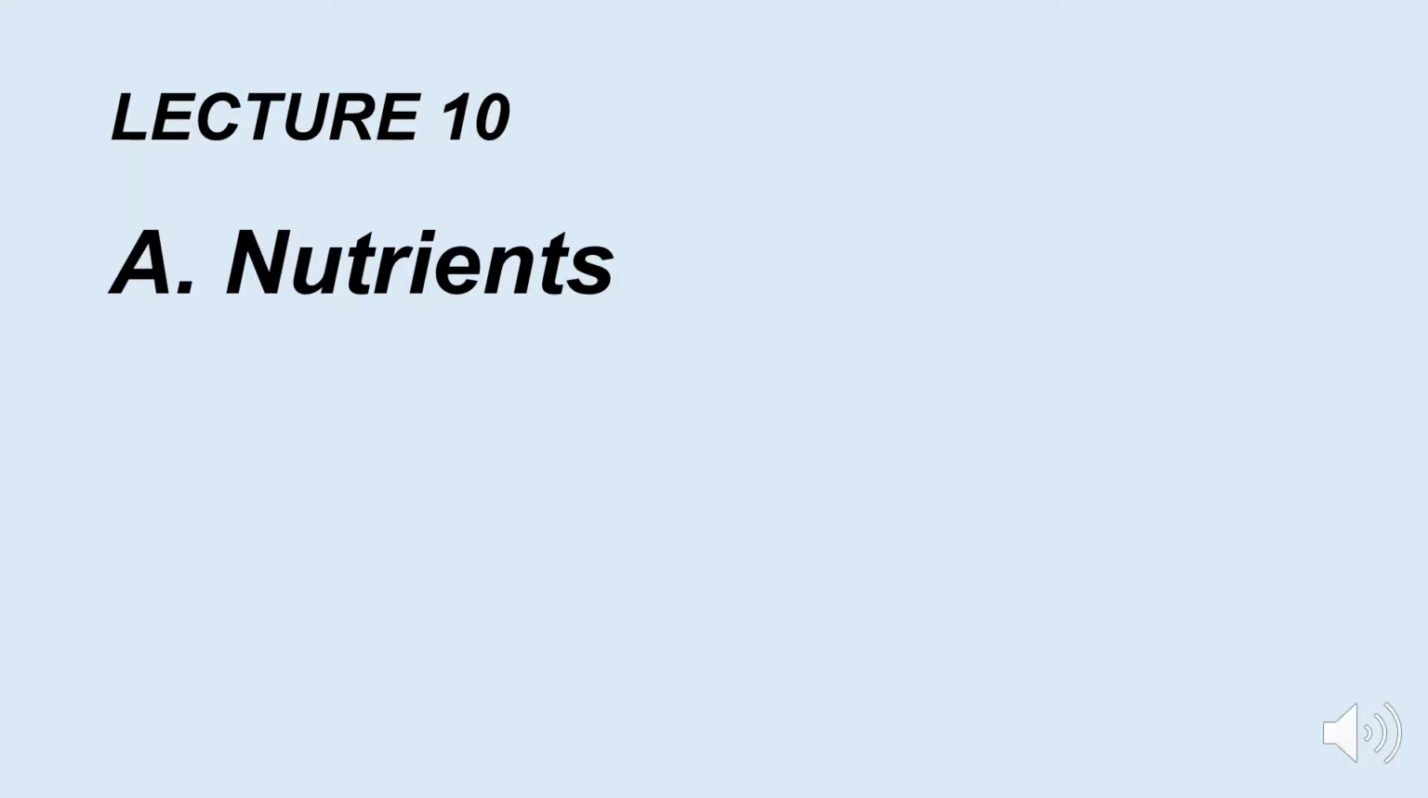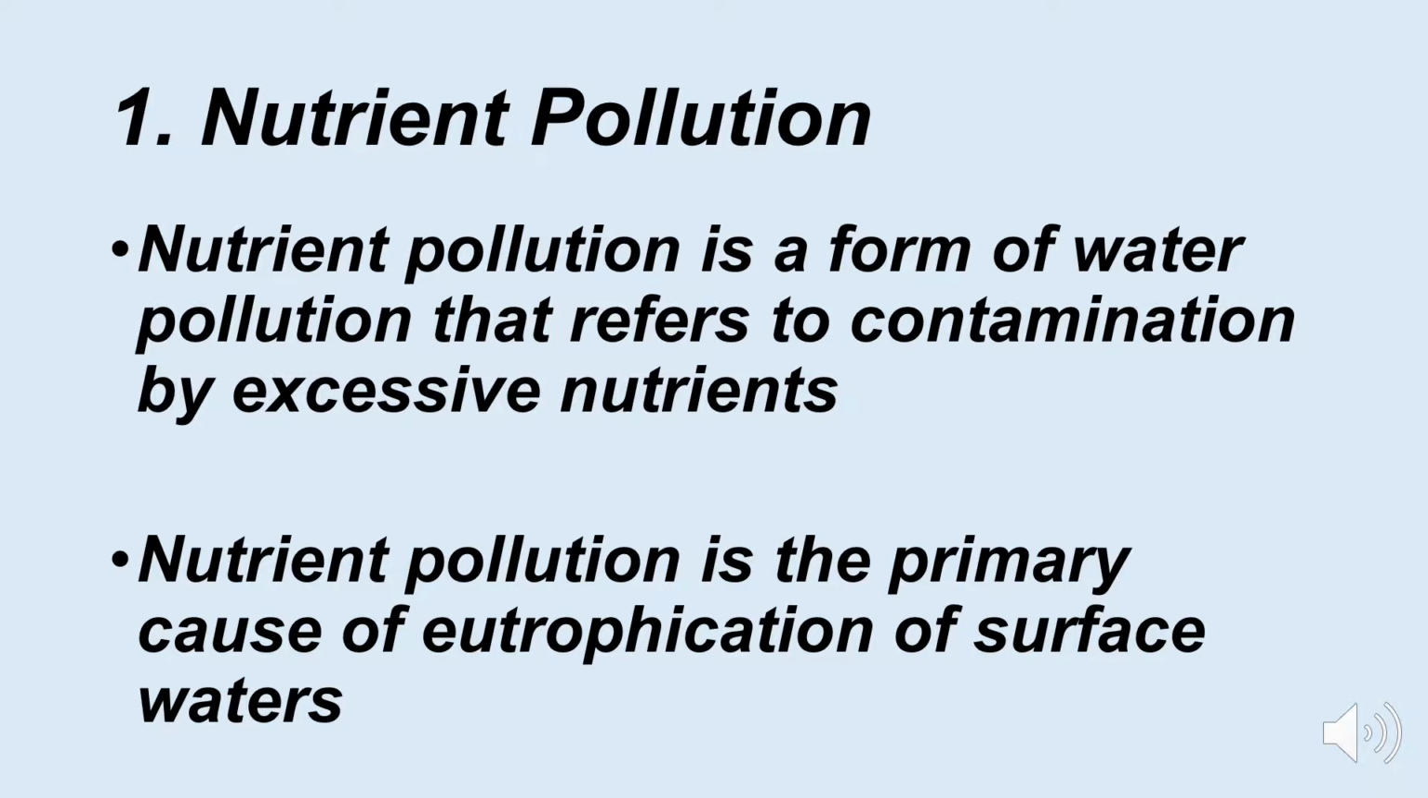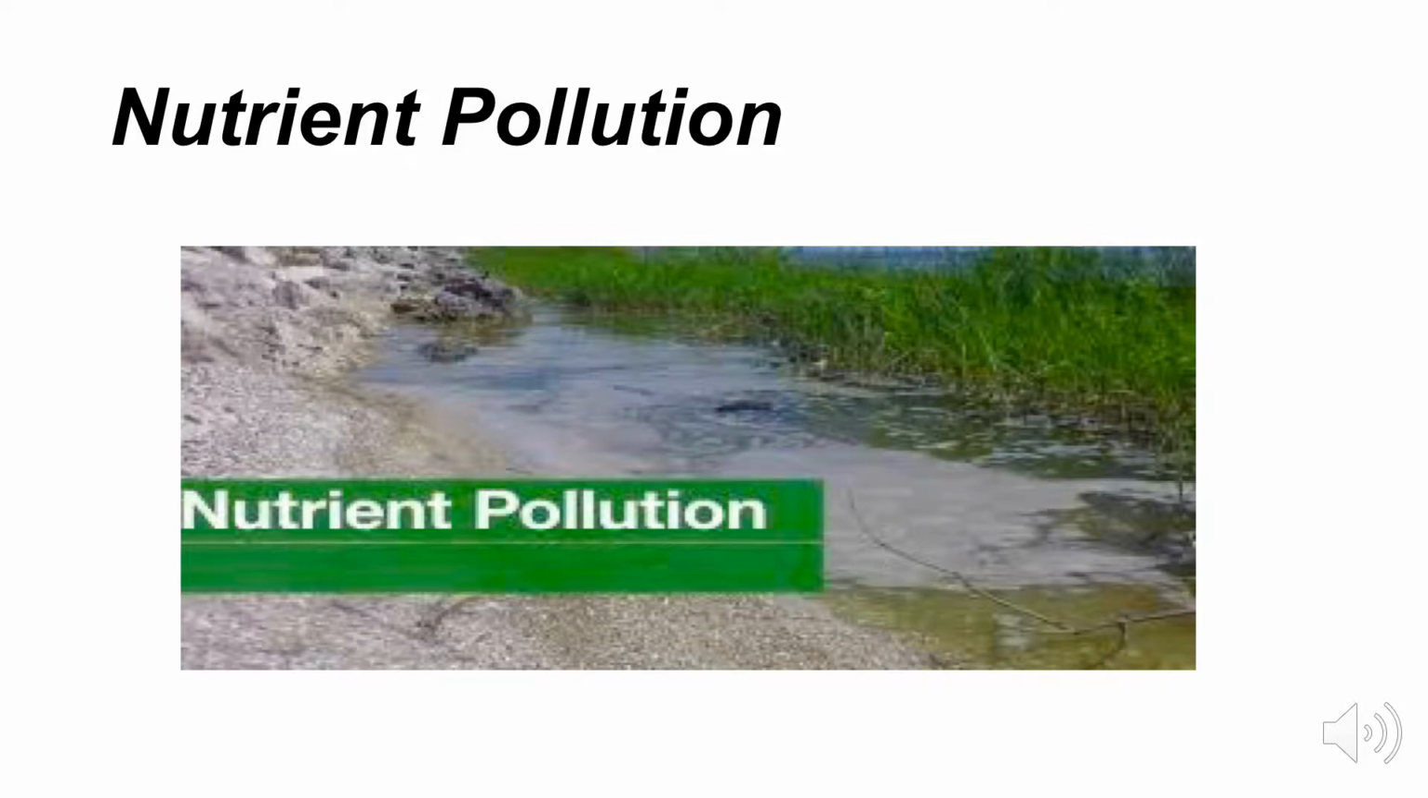So Lecture 10 is our first lecture in this section, and we're going to specifically zero in on nutrients or nutrient pollution. Nutrient pollution is a form of water pollution that refers to contamination by excessive nutrients. Nutrient pollution is a primary cause of eutrophication of surface water bodies. We'll talk specifically about eutrophication in a unit down the road in this section of the course. So we're going to zero in on nutrient pollution today.